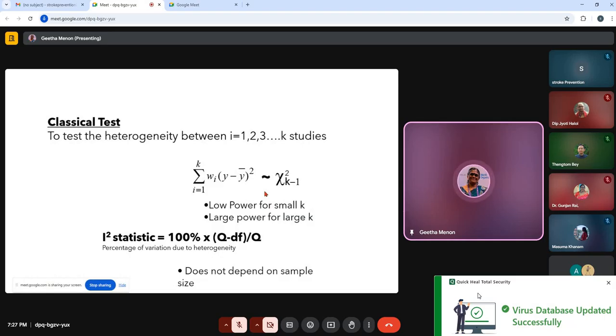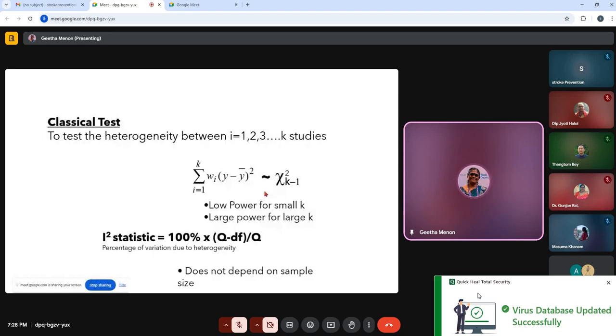So what the systematic review methodologists have done is that they have created another statistic, which is called the I-square statistic, that helps us in quantifying the variation coming from individual studies, and that is defined in this manner. The I-square statistic is 100 into Q minus degrees of freedom of Q divided by Q.